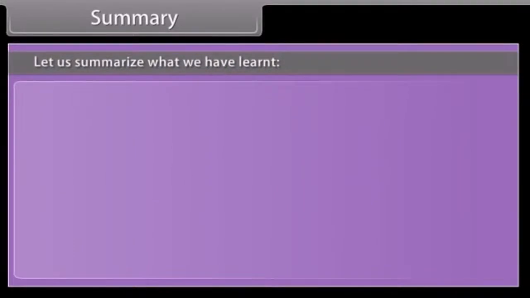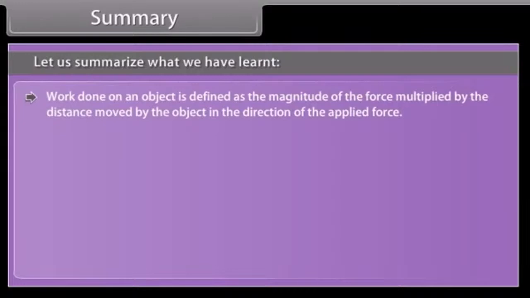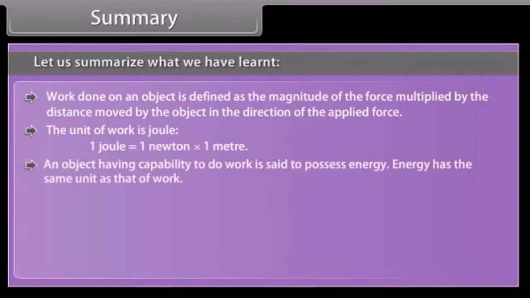Summary. Let us summarize what we have learned. Work done on an object is defined as the magnitude of the force multiplied by the distance moved by the object in the direction of the applied force. The unit of work is joule. 1 joule is equal to 1 Newton into 1 meter. An object having the capability to do work is said to possess energy. Energy has the same unit as that of work.